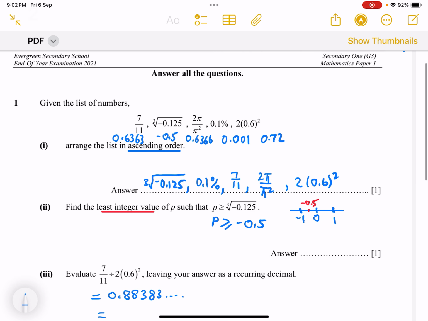In the next question, we have to find the least integer value of p. Integers are whole numbers, including 0, and it must be such that it is greater than negative 0.5. Now, if you look at negative 0.5, it is after the 0 point, and 0 is the closest integer to this value. So the least possible integer value that is greater than negative 0.5 is 0.